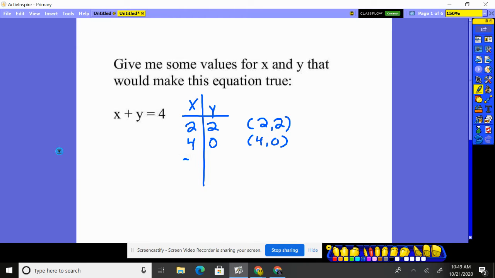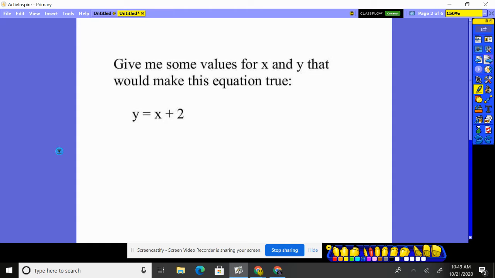And what if we say negative 3? Negative 3 plus what? You're like, I don't know. Well, negative 3 plus y equals 4. How would we solve this? Oh, we would add 3. We'd move it to the other side. And we would get 7. So (-3, 7) would be a solution. So again, we use the T-chart sometimes to figure out the points, and then we write them as ordered pairs.